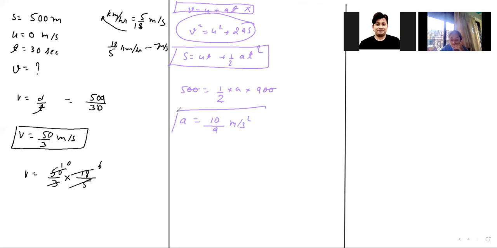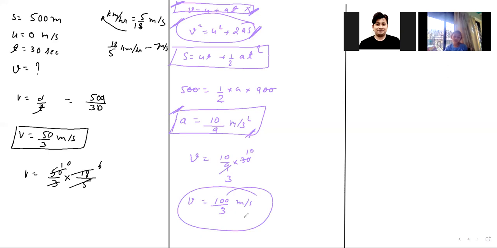Is it clear up to here? Yes. Now very important: you can substitute this value in this equation, or you can substitute over here also. The upper one looks easy, so first let's do it in the upper one. So this is v equals 10 by 9 into 30. So 3 nines are 9 and 1 zero. So v will be equal to 100 by 3. Is it clear?